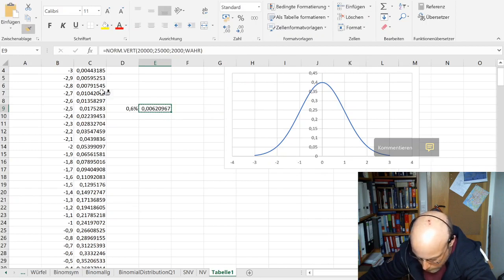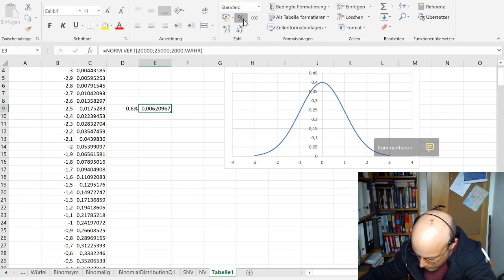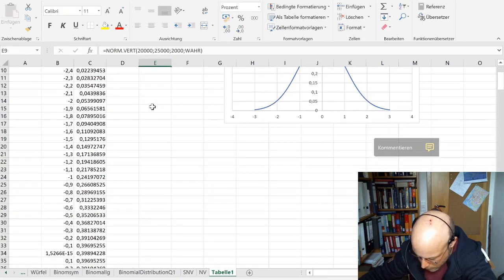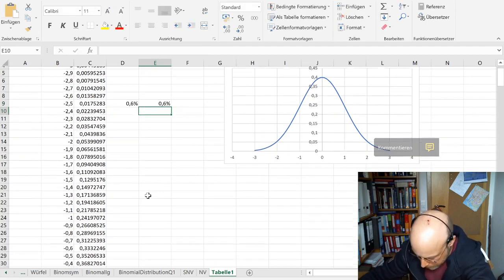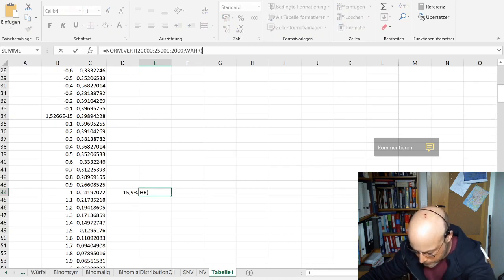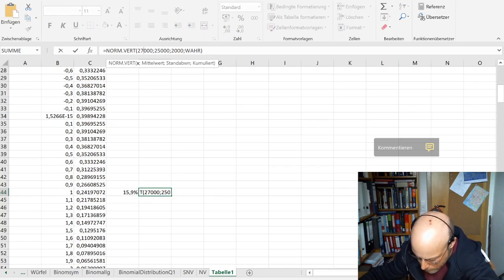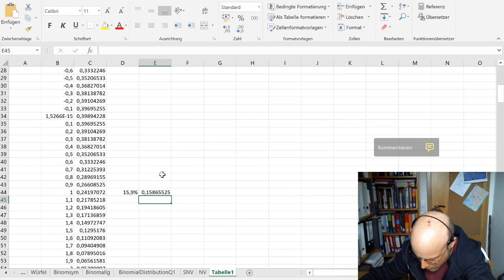No, this one, and why does this work? I don't know. So percent and 0.6. And we can take, of course, this number, go down here, put it in here. Now 27. And we take 1 minus, and hopefully it will work also. Percent, and here we are.